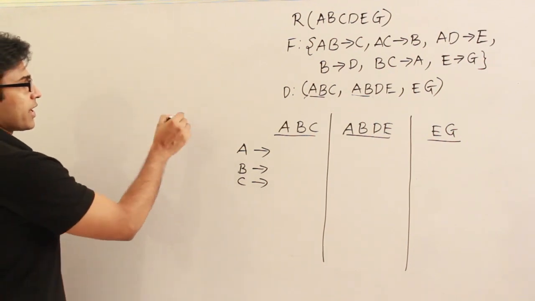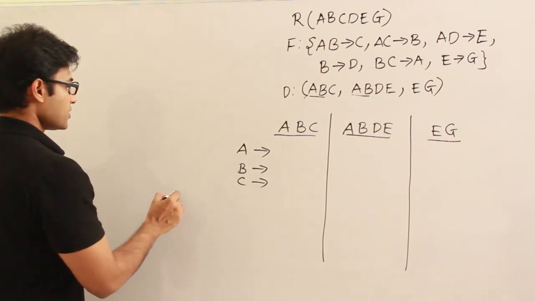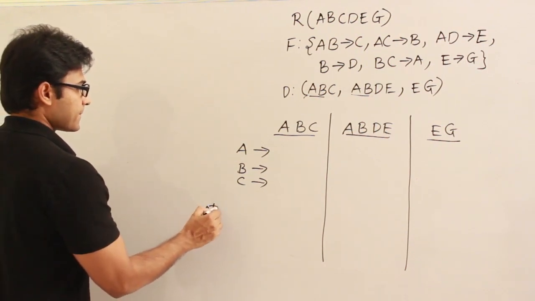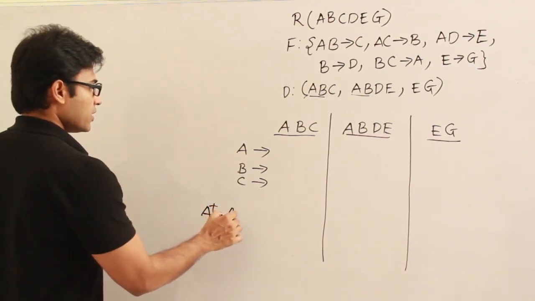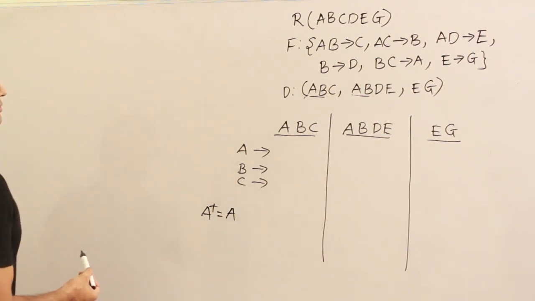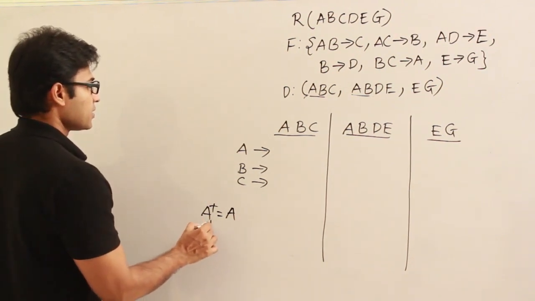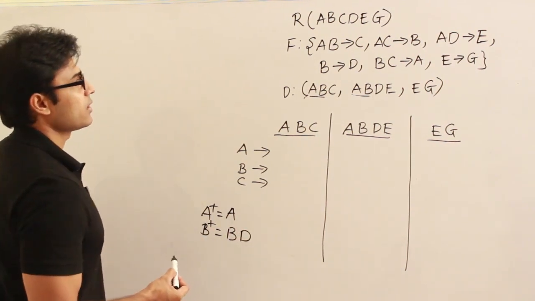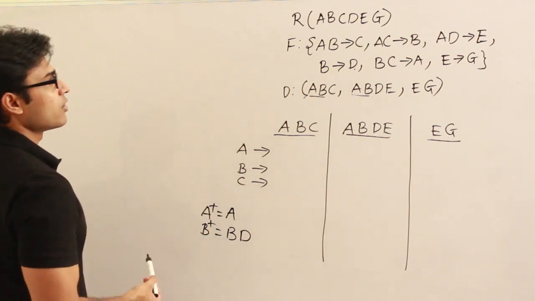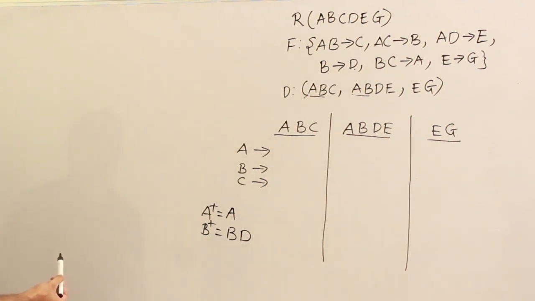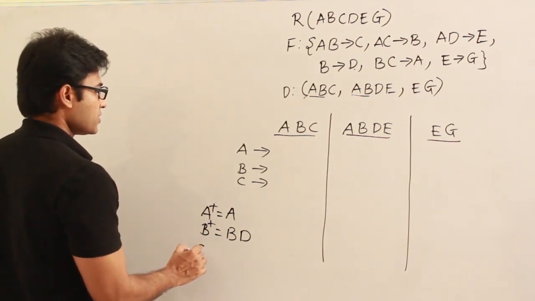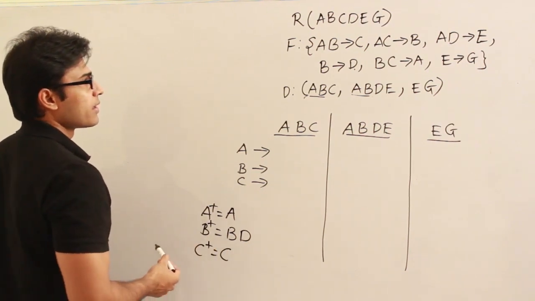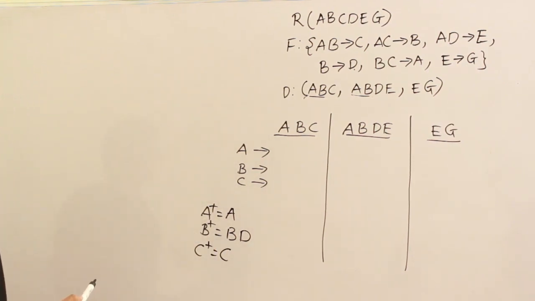In order to find it out, I had to find out A plus, B plus, C plus. So what is A plus? A plus gives only A, I think, isn't it? Nothing else. And what about B plus? B plus gives B and then D, because of B I got D, and that's it, right? And what about C plus? C plus gives C, and because of C, nothing else, right?